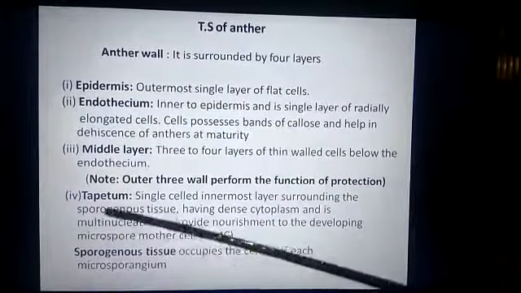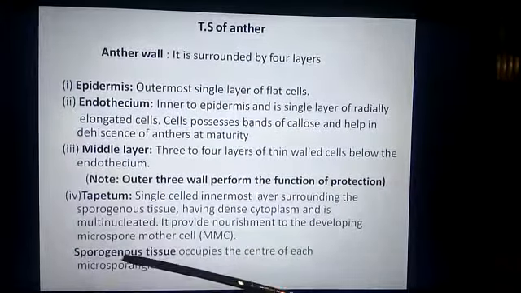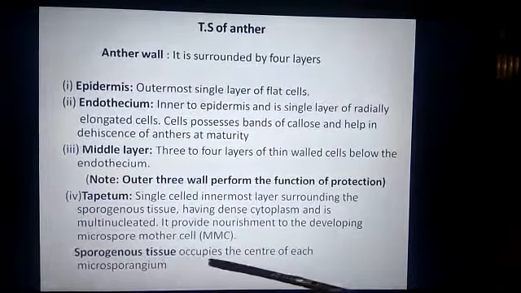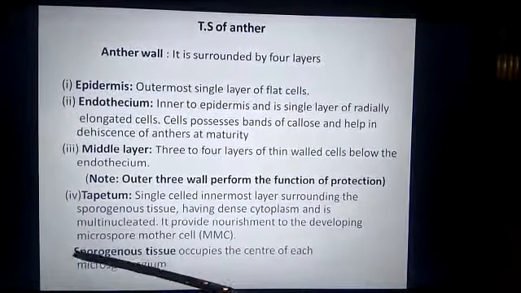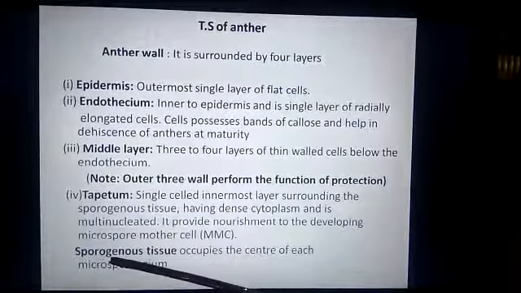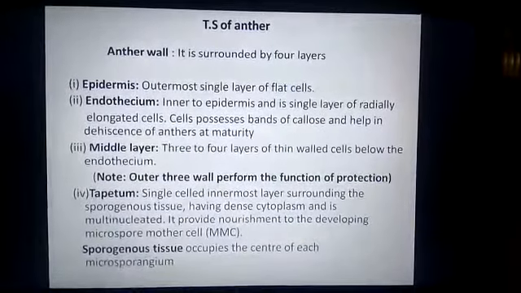So next to tapetum we have what is called the sporogenous tissue, and this tissue occupies the center of each microsporangium, and in later part they will be the one that will give rise to pollen grains.